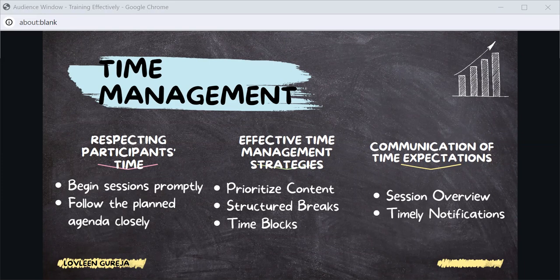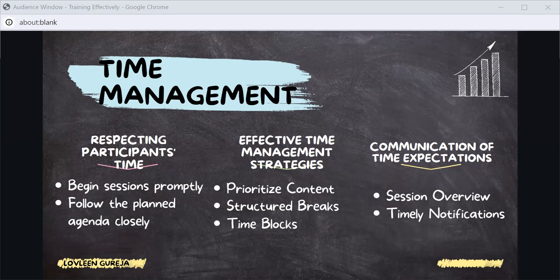So always remember, a great trainer always begins the session promptly. He begins the session on time. He respects the scheduled start time. He respects the time of the learners who made it on time. This sets a positive tone. It demonstrates your commitment to utilizing the participants' time efficiently.